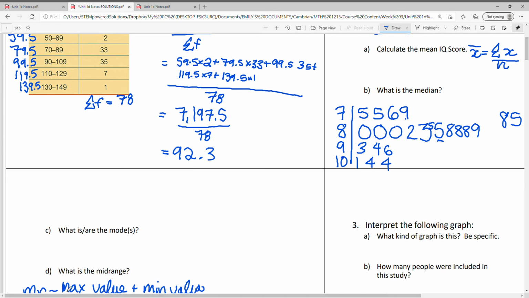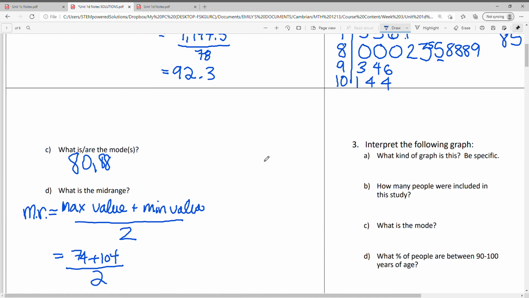The next question is going to say, what are the modes? And we see that 80 repeats itself 3 times. There's 3 80s. From our stem and leaf plot, we can tell that. We can also tell that there are 3 88s. Therefore 80 and 88 are the modes.